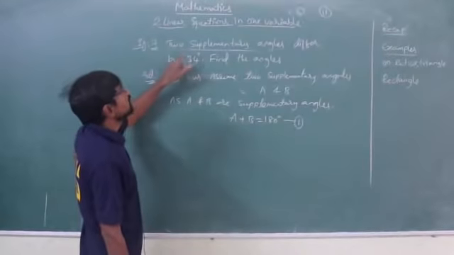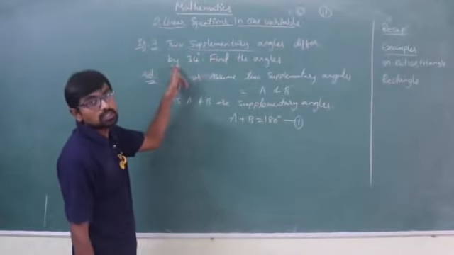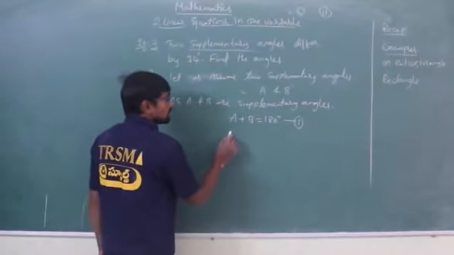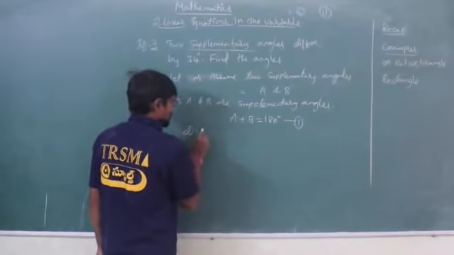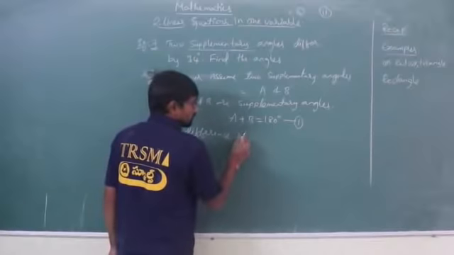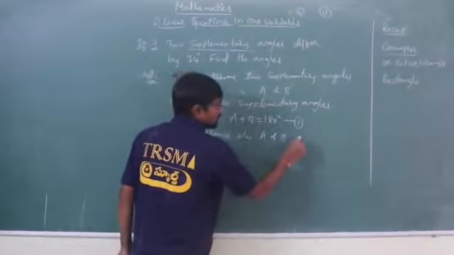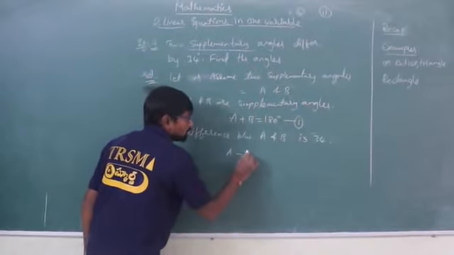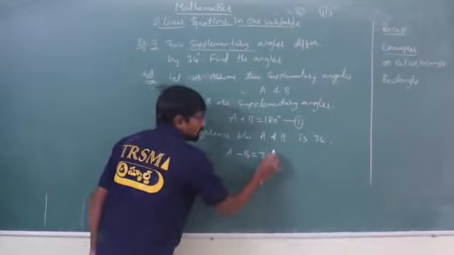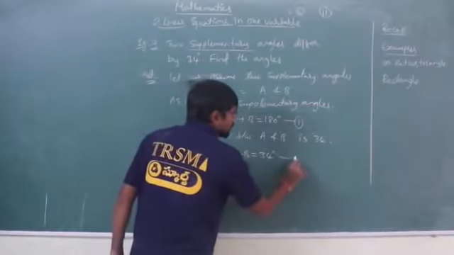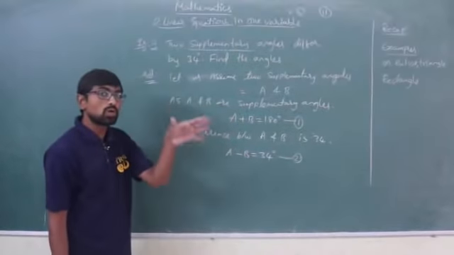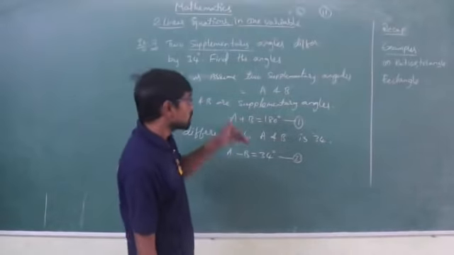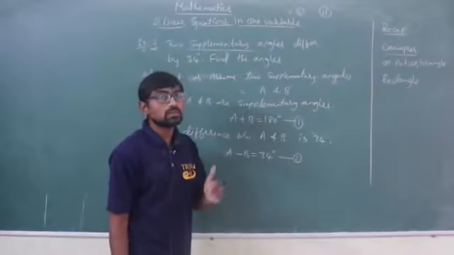Now coming to the second part, what he said: two supplementary angles differ by 34. The difference between both the angles is 34, isn't it? It means the difference between A and B is 34, he had mentioned in the question. So A minus B is equal to 34 degrees. So here what I am doing, I will be solving this by the vertical method. You have already discussed it in your previous class, isn't it? I will be solving these equations by the vertical method.